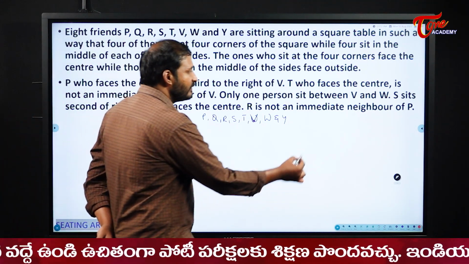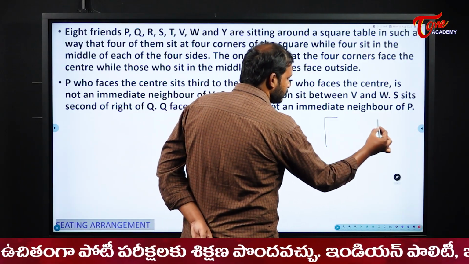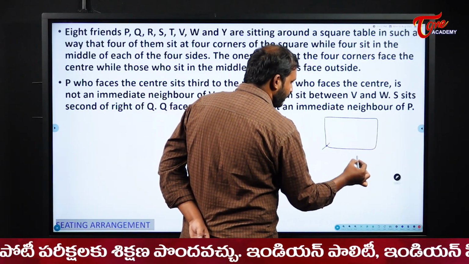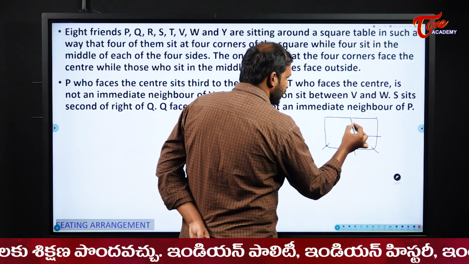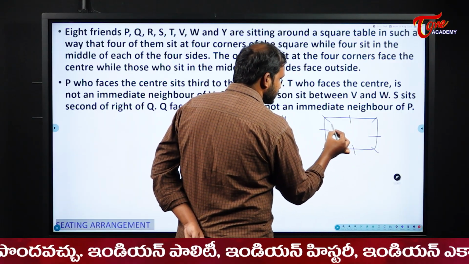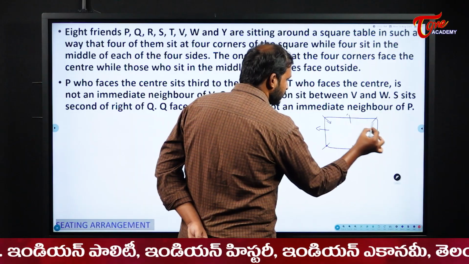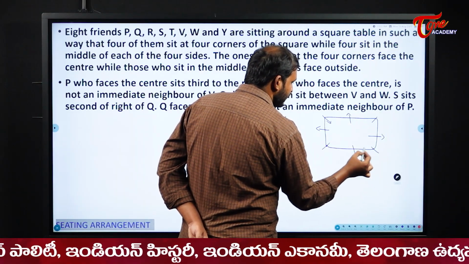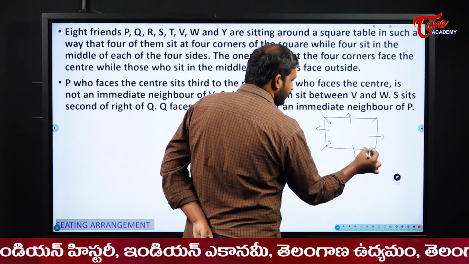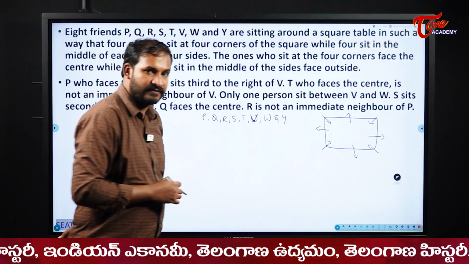We have already done a similar one earlier also. Like this we have the arrangement. Those who are facing the center will face inward. Those who are sitting in the middle will face outward. This is the condition they have given for us.